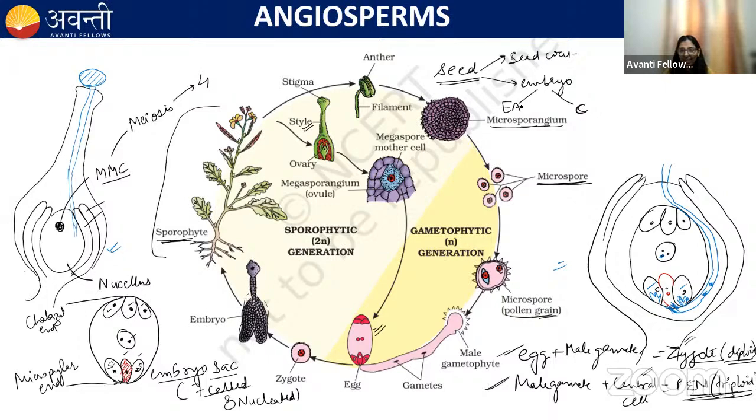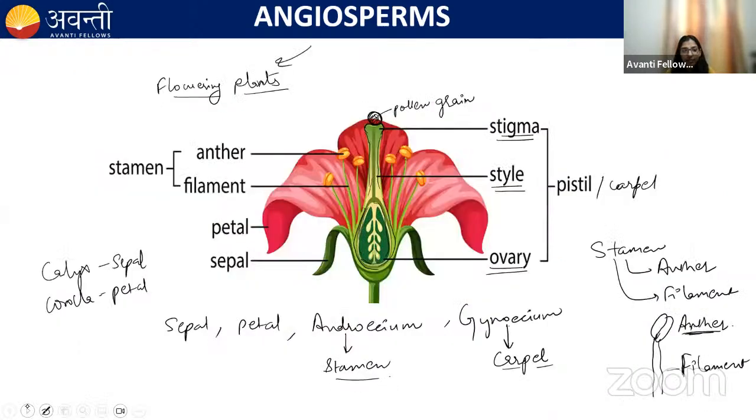I have given you a very brief overview. The details of the angiosperm we are going to study when we study the chapter Sexual Reproduction in Flowering Plants, then these things will become more clear to you. And you can see in the life cycle as well, the major portion is occupied by the sporophytic phase or the diploid phase. That is why we say that in case of gymnosperm and angiosperm, the life cycle is diplontic. Okay. So angiosperm and gymnosperm have a diplontic life cycle. This I've already discussed.